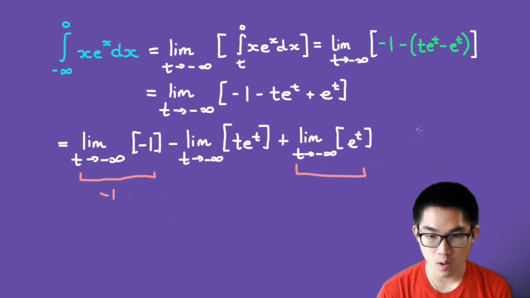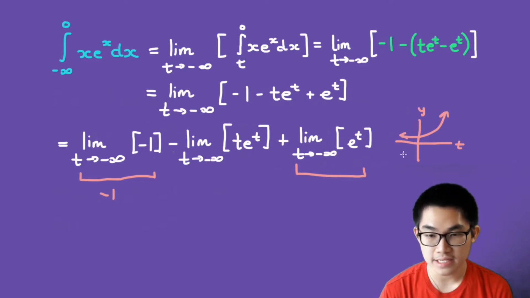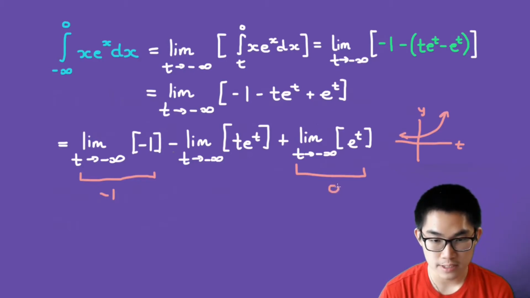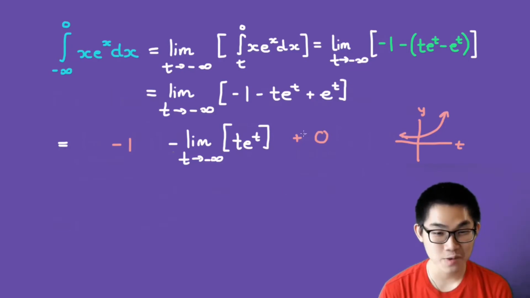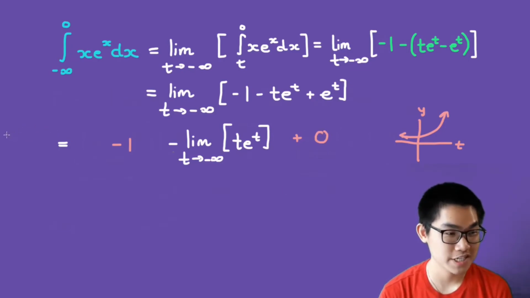So this is negative 1, and over here, what would this one be? Well, for e to the power of t, the graph will look something like this, right? That's e to the power of t. So as t approaches negative infinity, as it's approaching over here, the graph goes to 0. So this limit will be 0. In fact, we don't even need to write the plus 0, so we can just take it out.